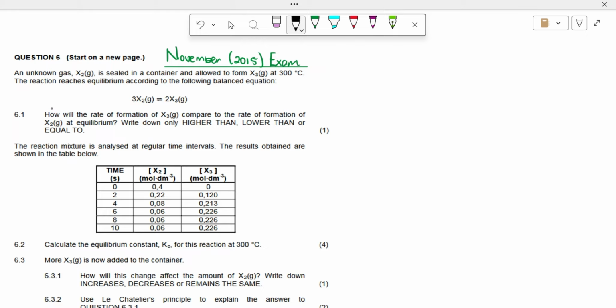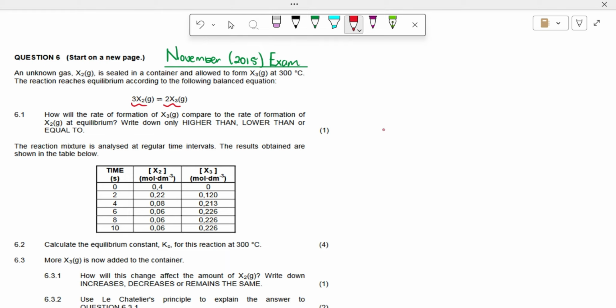How will the rate of formation of X3 compare to the rate of formation of X2 at equilibrium? Write down higher than, lower than, equal to. Now, this is a tricky question. What does it ask you? It's asking you how the rate of formation of X3, which is the product, will compare to the rate of formation of X2, which is the reactant. It's basically asking you what the definition of equilibrium is.